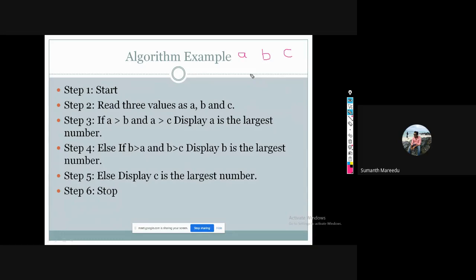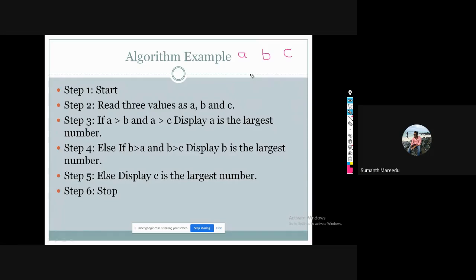And after you get the input, you have to find out the possibilities of A to become the biggest, the possibilities for B to become the biggest, and the possibilities of C to become the biggest. So as a programmer, you have to consider all the possibilities. You can't simply say A is biggest or B is biggest. You have to consider all the possibilities because you don't know whether the largest number is A or B or C.